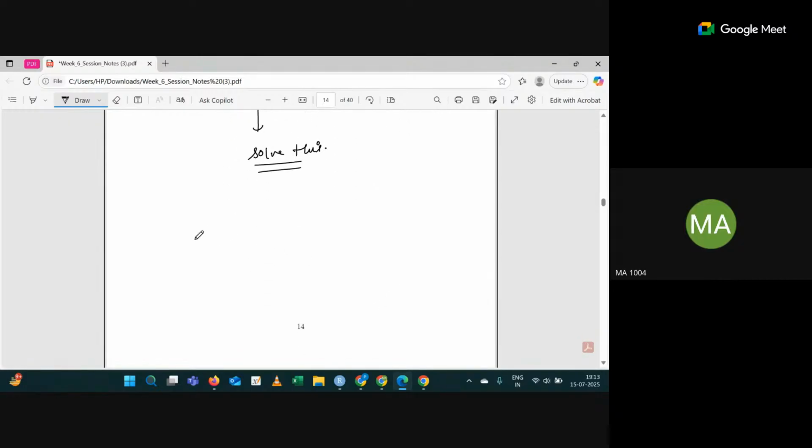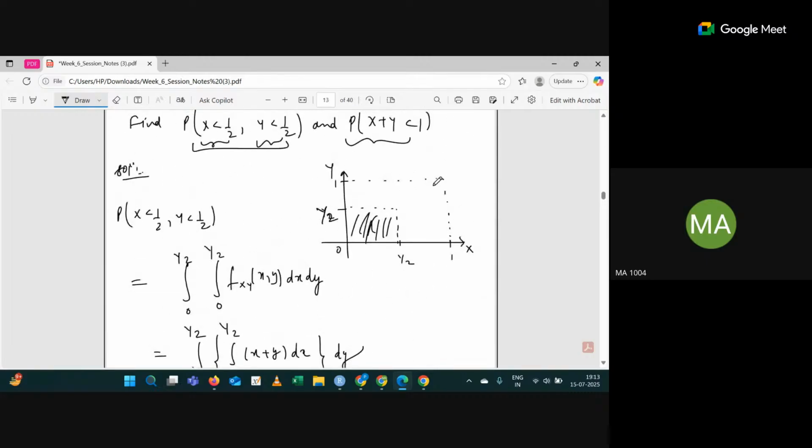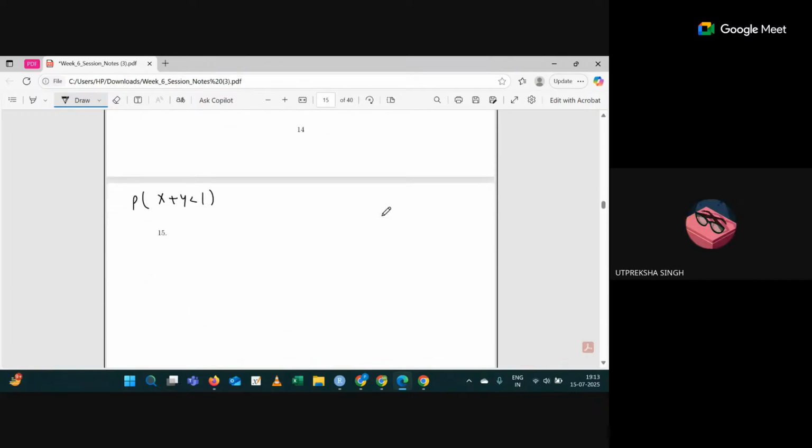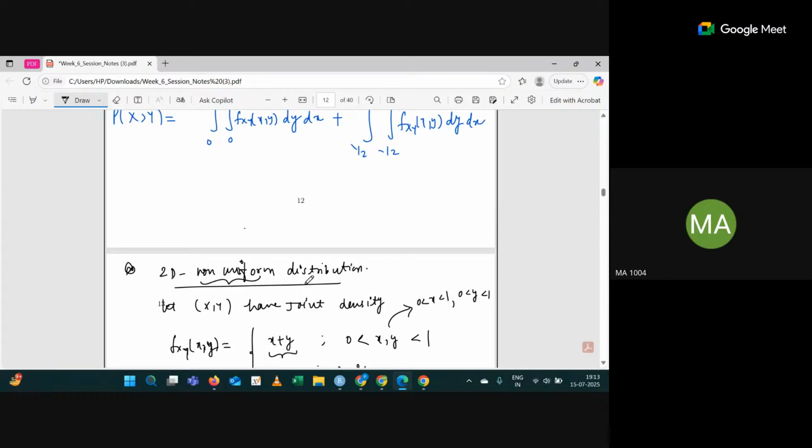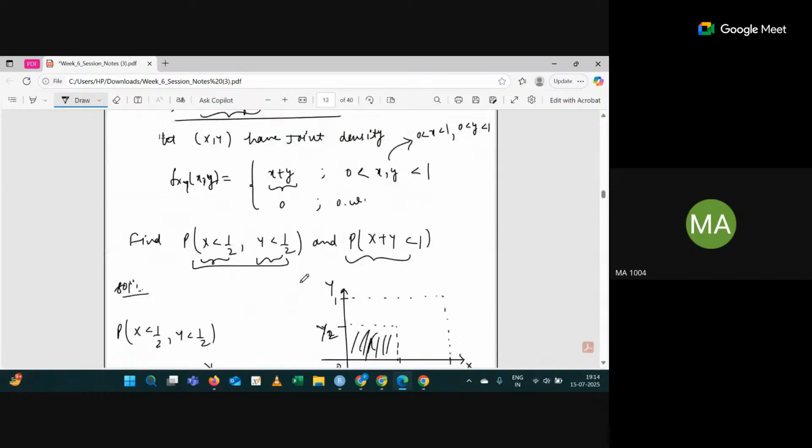Next part is the probability x plus y less than 1. This is the question. Sir, I did not understand why we don't multiply it. This is non-uniform, right? It's not uniform.